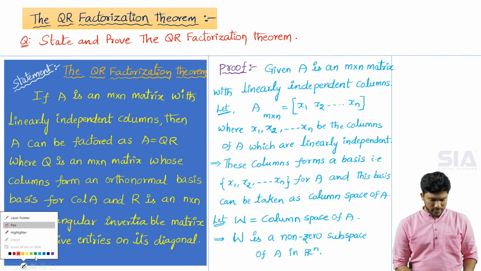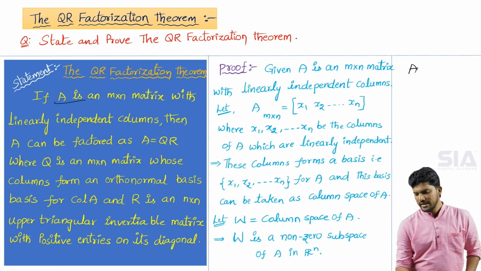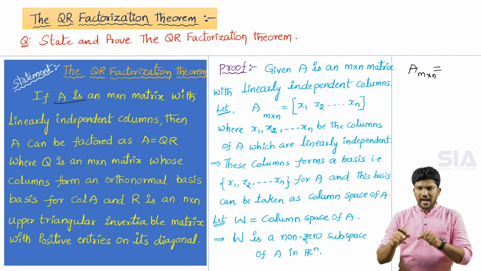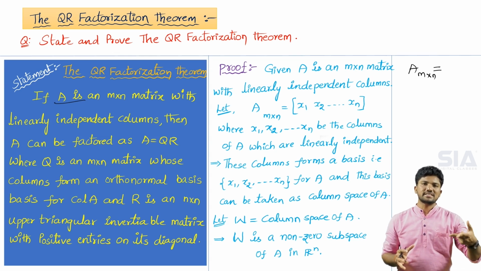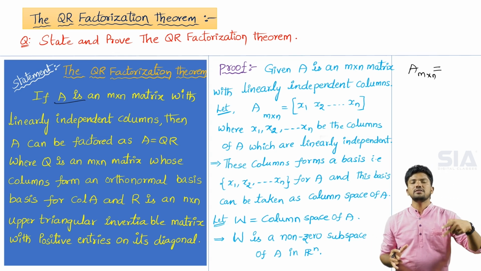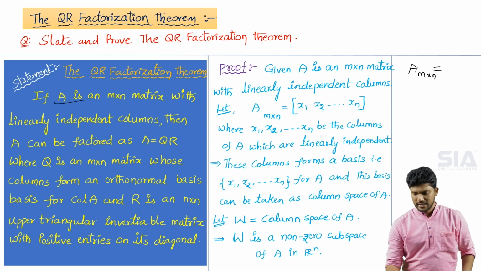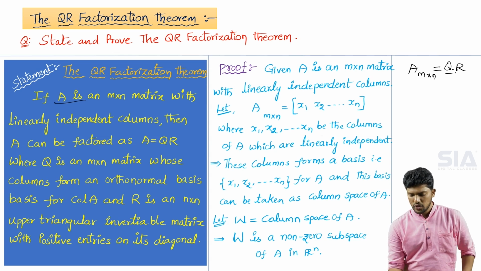Once again see the statement, because this statement is very important. If capital A is an m by n matrix, I will write here, capital A is the m by n matrix. Then this capital A has linearly independent columns. Linearly independent columns means that from the orthogonal process, those vectors are orthogonal and linearly independent. So whenever capital A has linearly independent columns, then this capital A can be factored. Factored means we can write it as the product of two other matrices. Those two matrices are Q and R.